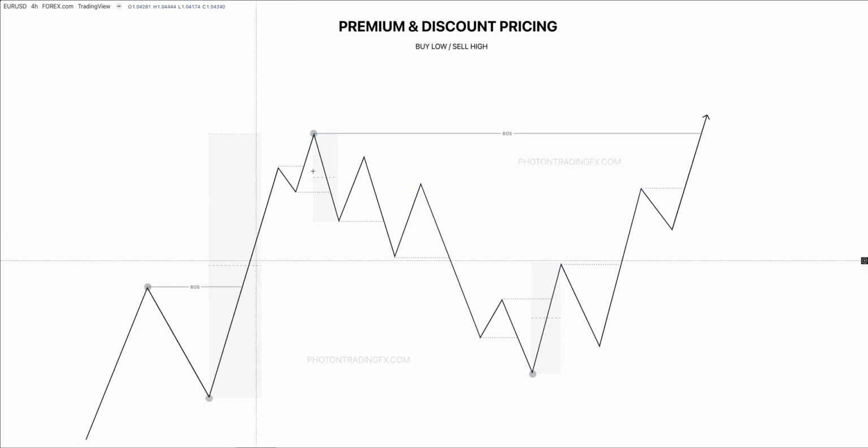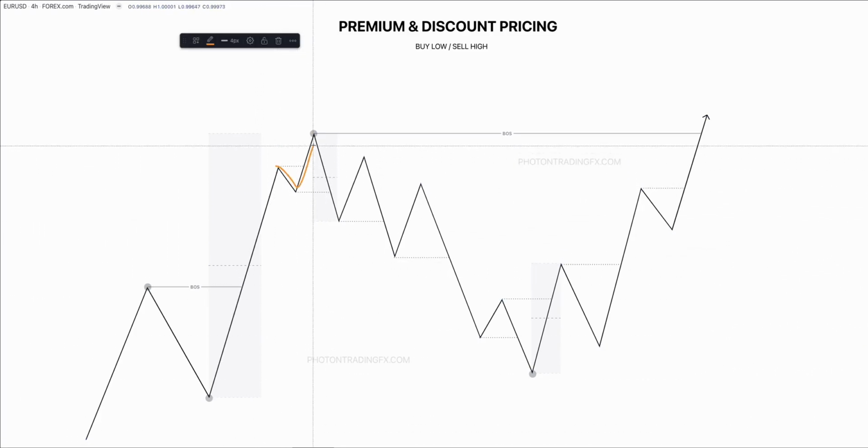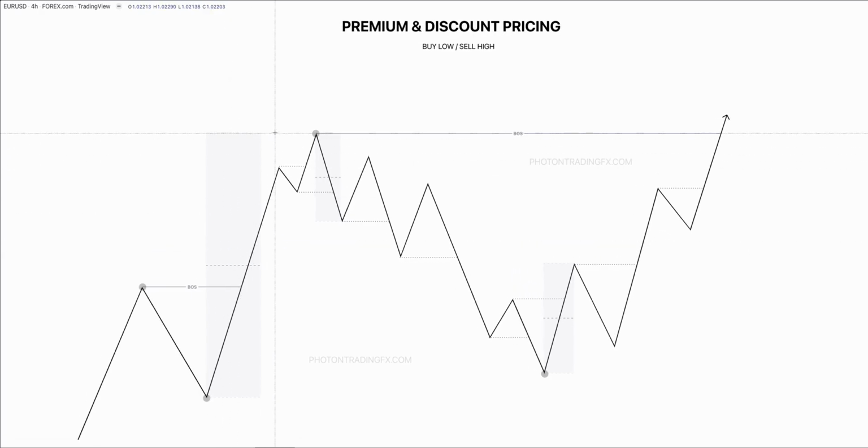So we have that swing breaker structure. Let's just call it internal structure to keep it nice and simple. The internal structure then shifts bearish. Where are we at this point where we switch bearish? Well, we're still within the premium of the swing range, right? We're above the EQ. So we're within the premium of the swing range. We have not yet pulled back down to discount pricing.